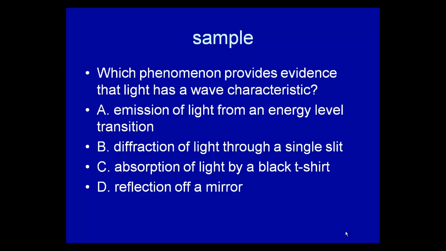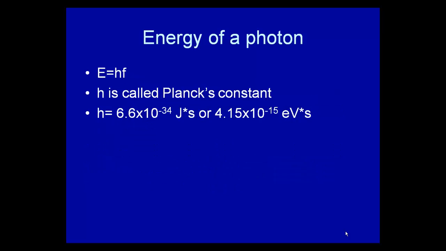Let's look at the other two. C, absorption of light. No, that could be a particle. D, reflection off a mirror. Now that's a good one, because reflection is a wave property, but reflection is also a property that particles would have. If you think about bouncing a light wave off a mirror, okay, that's a wave. But if you think about bouncing a tennis ball off a mirror, it would also be a reflection. So you have to be careful with that one. B is the best answer.